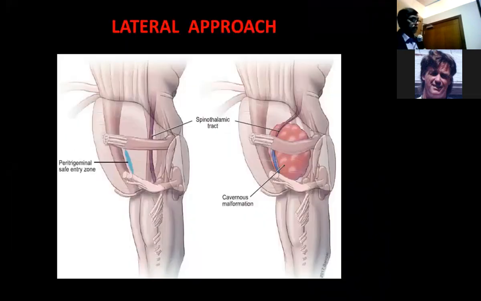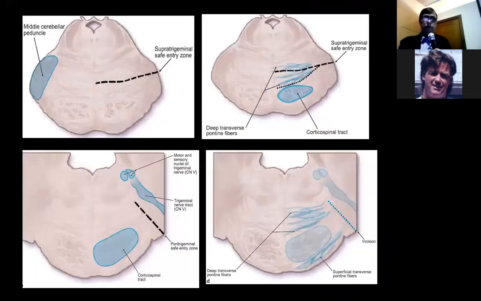Again, here is the cavernoma, and you know your anatomy. You will avoid the corticospinal tract, which is anterior. You will avoid the cranial nerve nuclei, which is posterior. You'll go between the trigeminal nerve and the facial nerve safely. And this is the cut section where you can go. So you can go this way, as I said, laterally.